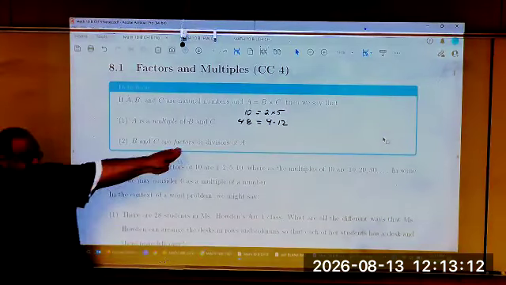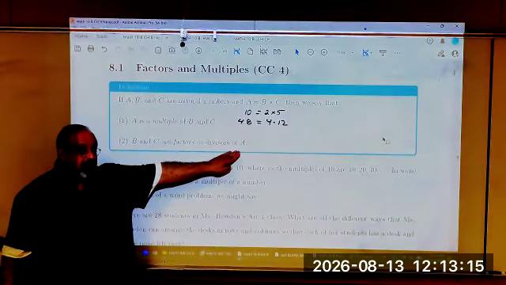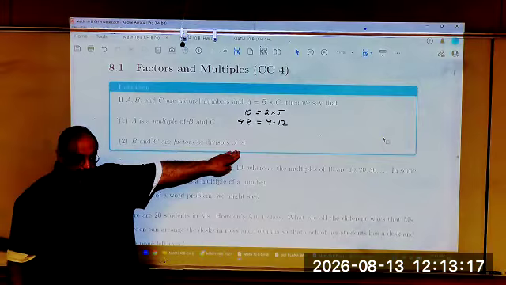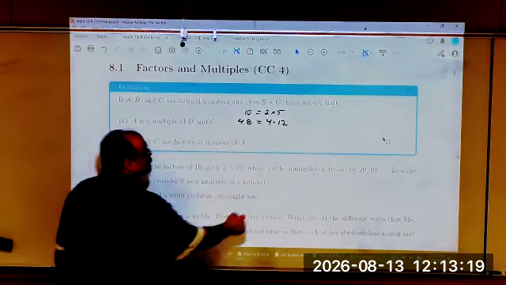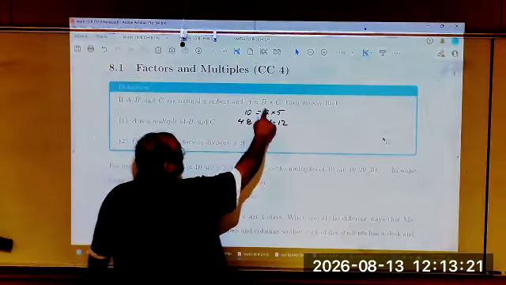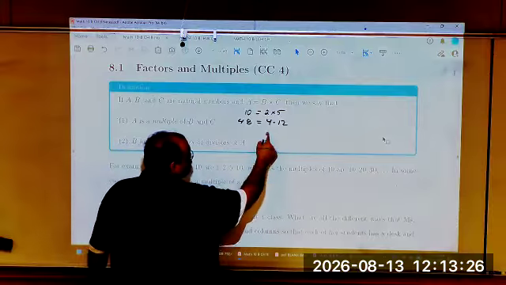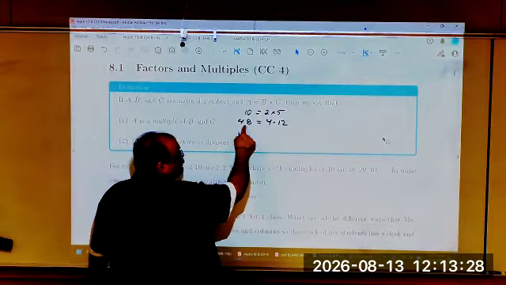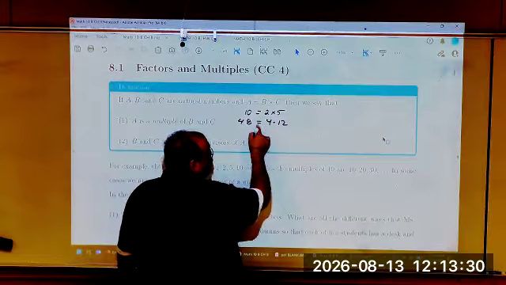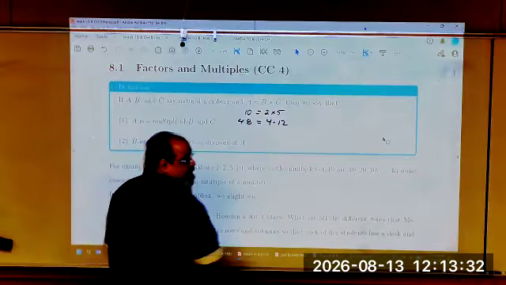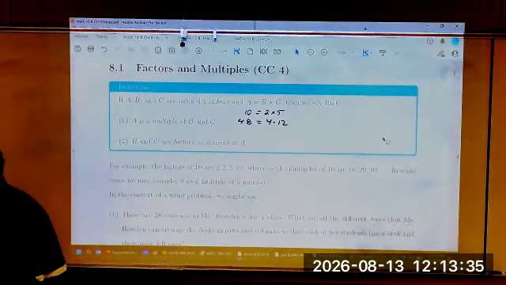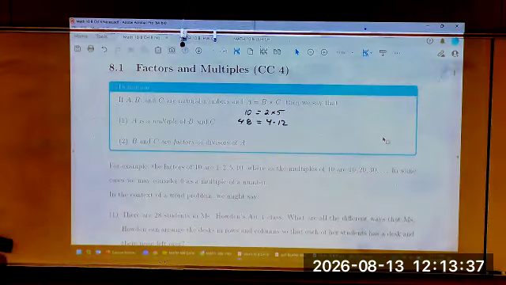B and C are the factors or the divisors of the A. B and C, these 2 are the divisors of the A. So 4 and 12 are the factors of 48. 2 and 5 are the factors of the 10. They're the gazintas. 2 and 5 go into 10. 2 goes into 10, 5 goes into 10. 4 goes into 48, 12 goes into 48.